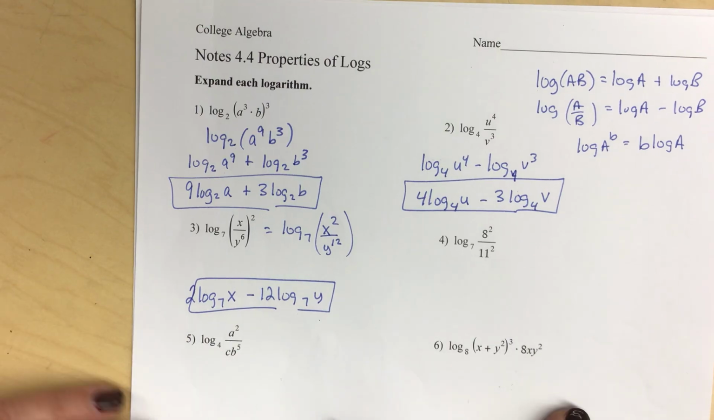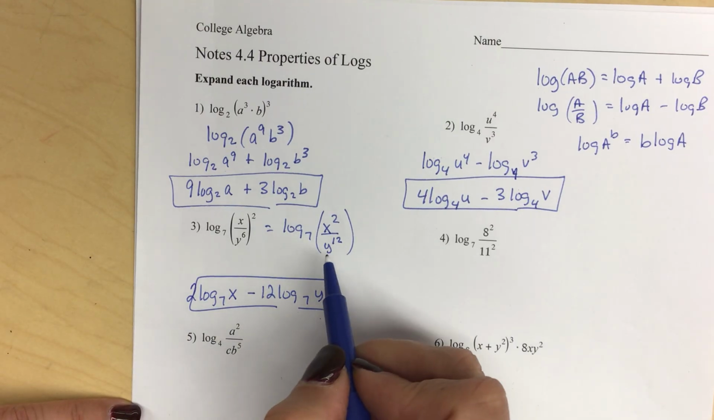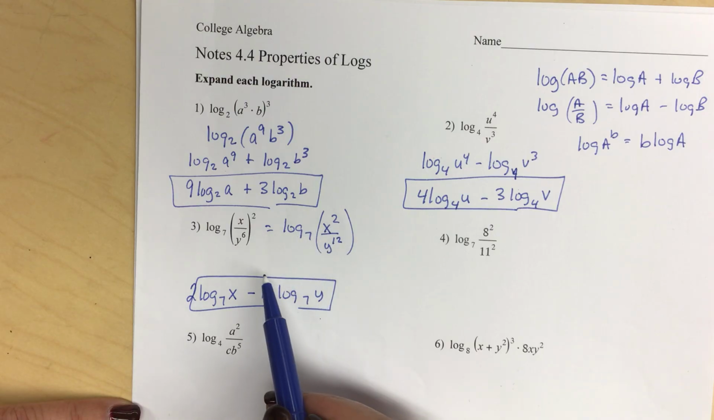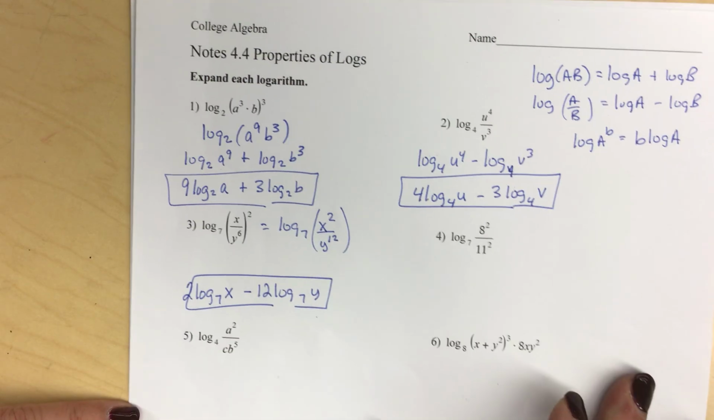Whoops, I didn't get that 2 in there. So the middle step would be log base 7 of x squared minus log base 7 of y squared.